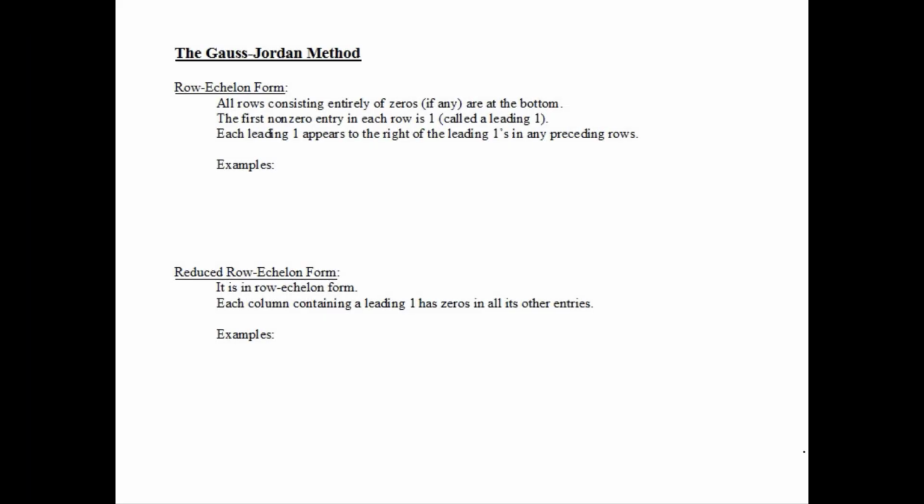Let's talk about the Gauss-Jordan method to solve linear systems. First of all, a couple of definitions. Row echelon form. Remember, this means that all rows consisting entirely of zeros are at the bottom. The first non-zero entry in each row is a 1. We call that a leading one. And every leading one appears to the right of the leading ones in the preceding rows.